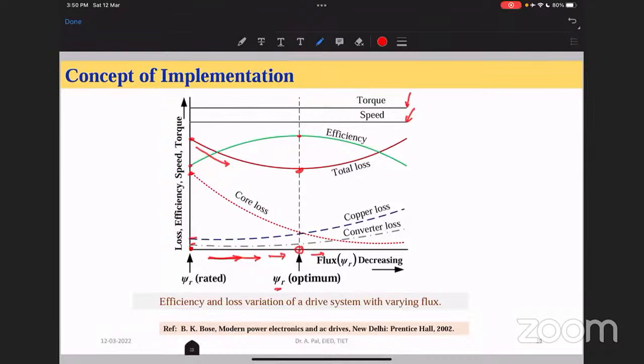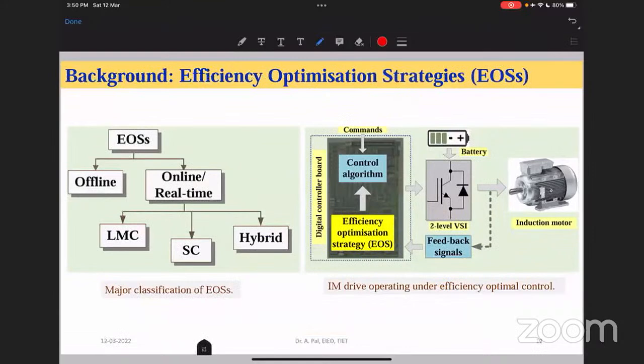To implement this idea, there are lots of methods, and I will briefly discuss what methods are available in the literature, and I will show one method that we can implement in real time. This type of strategy we call the efficiency optimization strategy. What this efficiency optimization strategy does is find the optimum flux point, and it will improve the efficiency of the drive system.